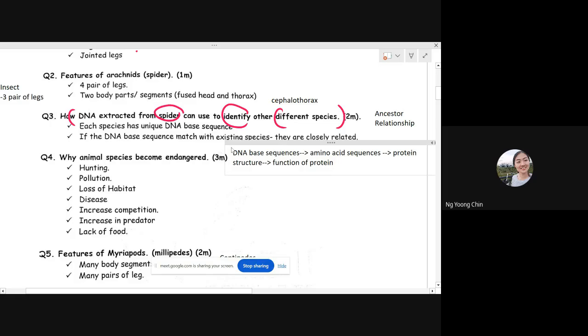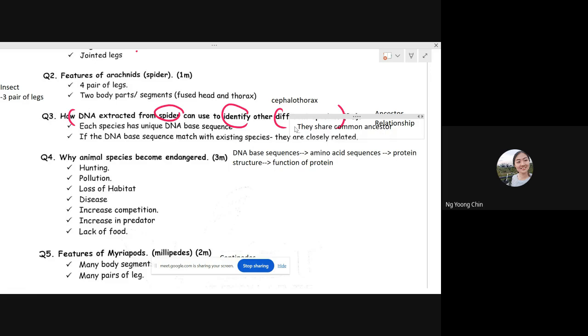If you want to study whether an ancestor relationship exists between two different species, it's better to extract their tissue sample to get their DNA from the nucleus. Every species has its own unique DNA base sequence. If two species have almost similar DNA base sequences, that means they are very closely related to each other. They share a common ancestor a long time ago, so their base sequences are very similar.